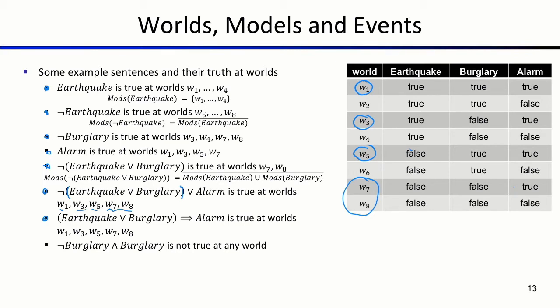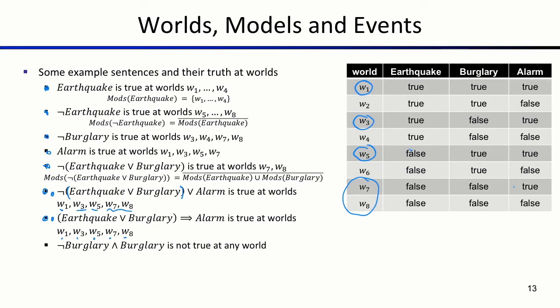The next example is earthquake or burglary implies an alarm. Okay, we don't need to do anything here because we now know that the sentence we saw in the previous example is equivalent to this sentence here. We could build the truth table, but we don't need to because we know they are both equivalent. So if it's true that not earthquake or burglary or alarm holds for these words, it's also going to hold for the words W1, W3, W5, W7, and W8.